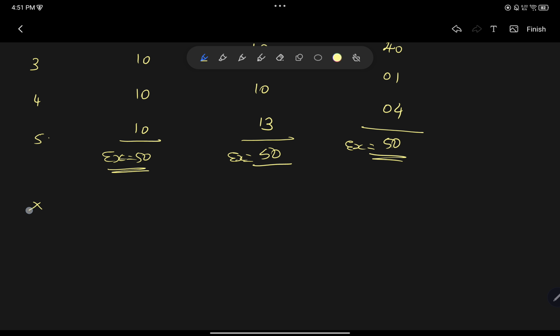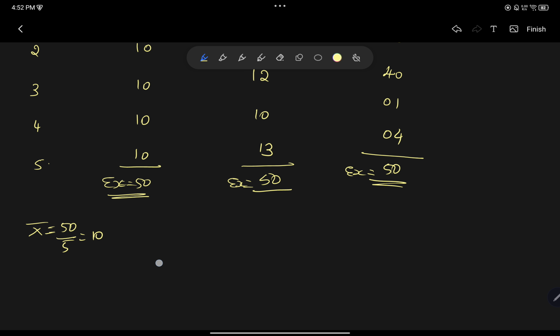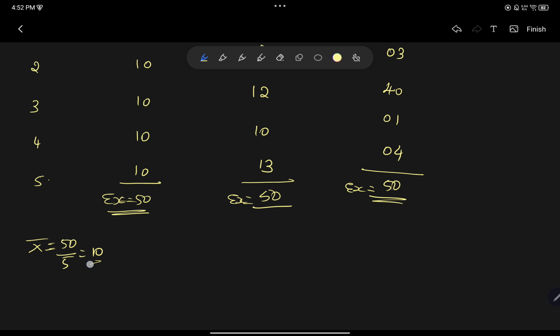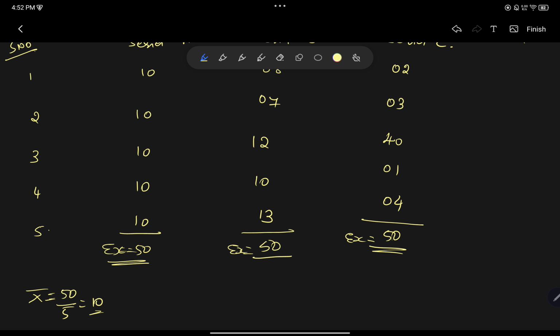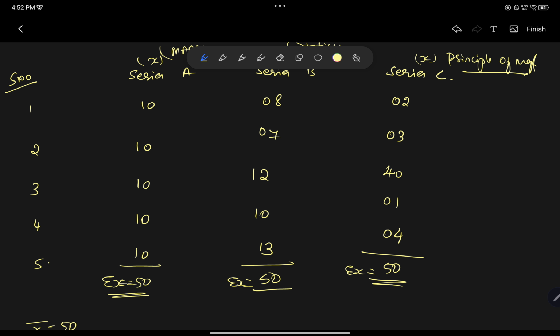Now the mean value for this is how much? 50 divided by 5 students, 10. 10 is the mean value, correct? So if I compare this 10 with this, you can see the dispersion, the difference: 10 minus 10 is 0, 10 minus 10 is 0. Dispersion is 0, correct?